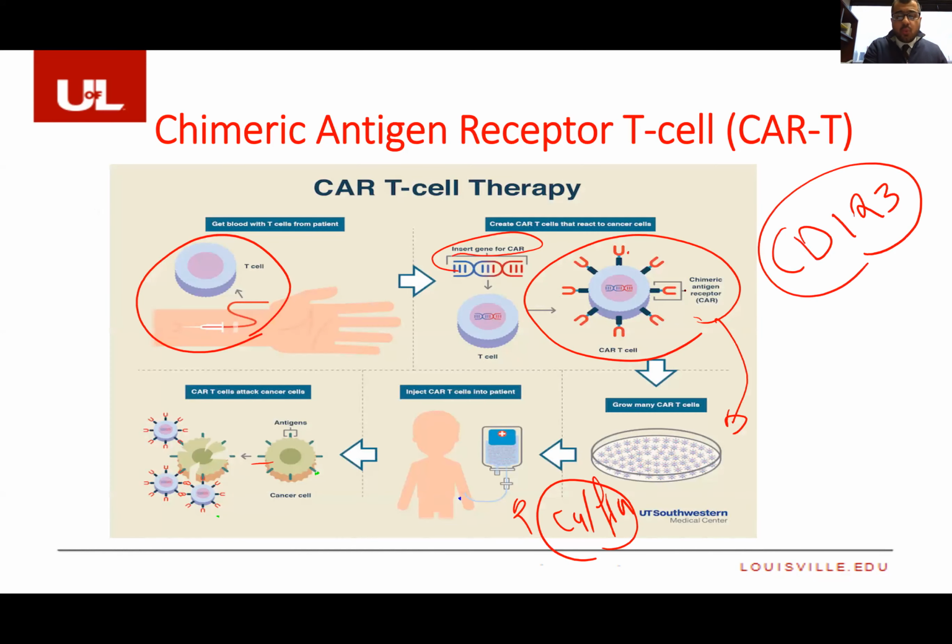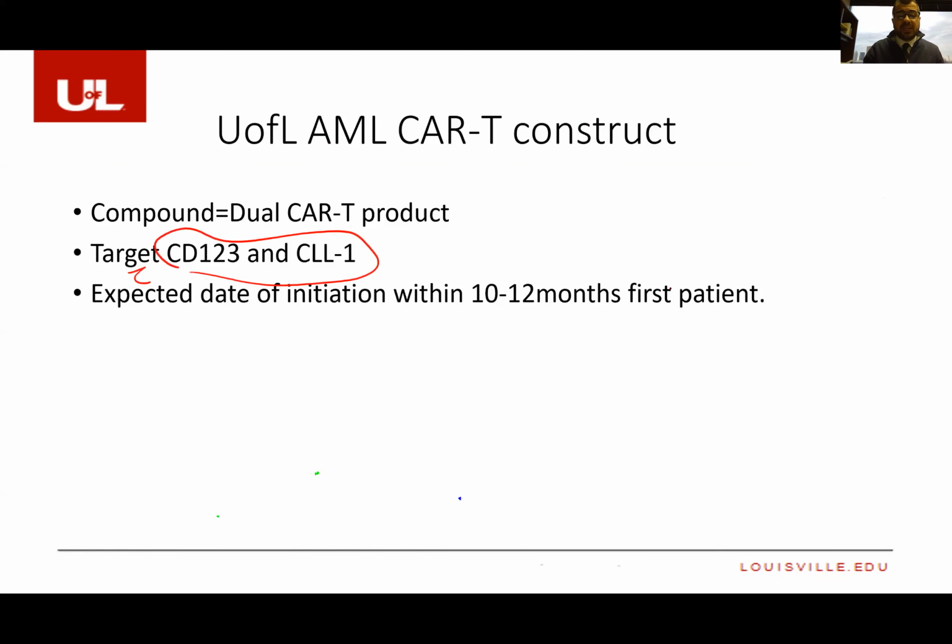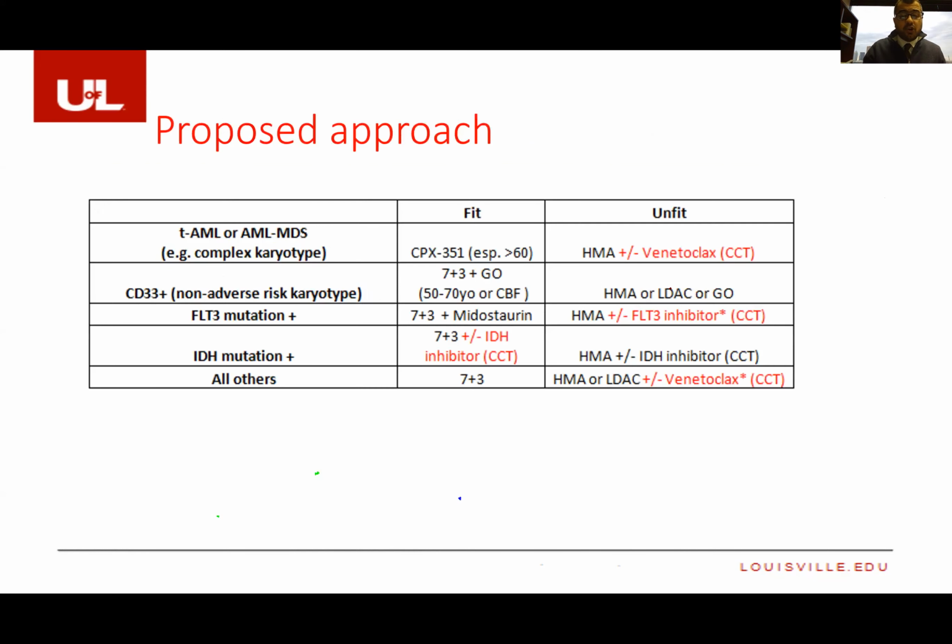So instead of having one marker on top of the T cell, we actually have two different ones. So if the cell doesn't have that one, it's likely going to carry the other one, and we can ablate it that way and get rid of it. So it's called a compound or a dual targeted chimeric antigen receptor T cell product. And hopefully we'll be able to start that within the coming year once the FDA approves our lab. Again, I go back to our proposed approach. This is how I do it, simply speaking.